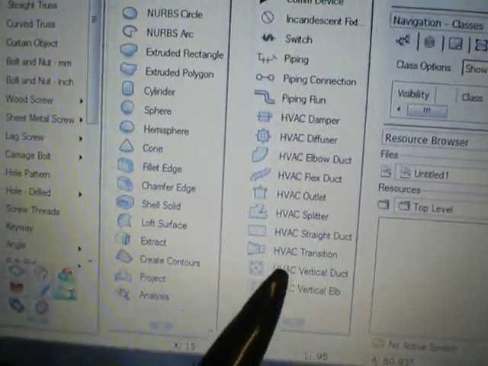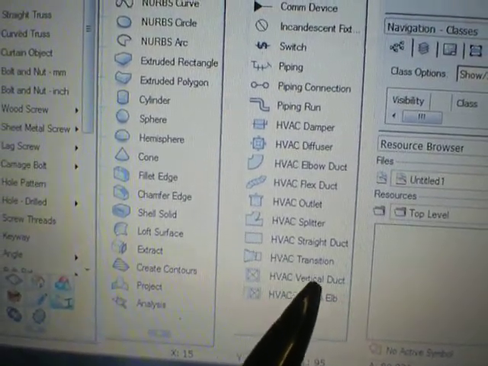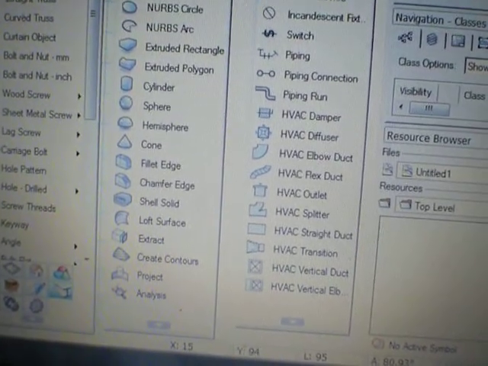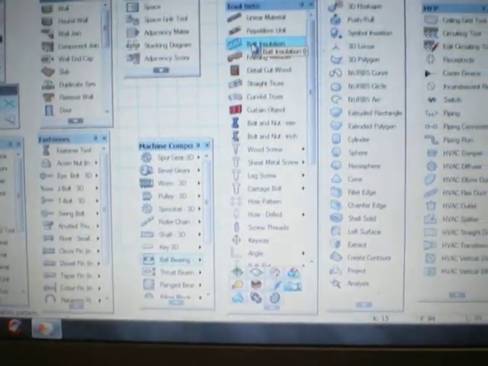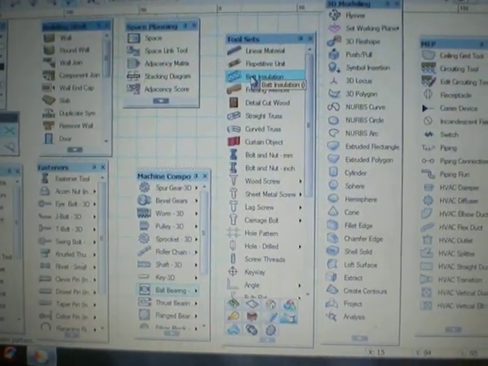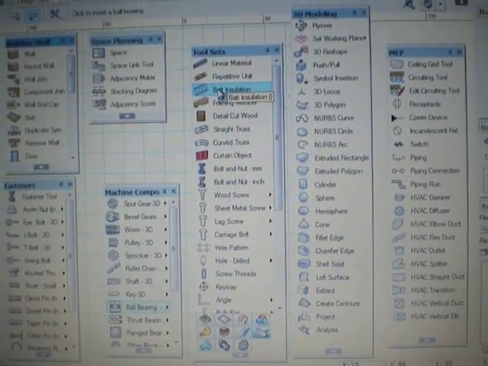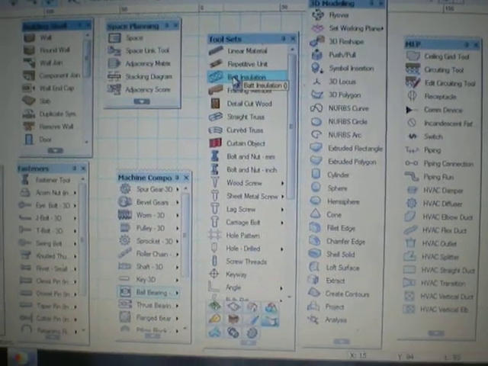HVAC splitter. So those people, and here the transition, HVAC transition, those people who are good at physics will be able to use these tools properly if they are mechanical engineers or service engineers or architects. So that's why it's very important to study the subject physics as to help you in understanding so many things in the engineering world and construction world.